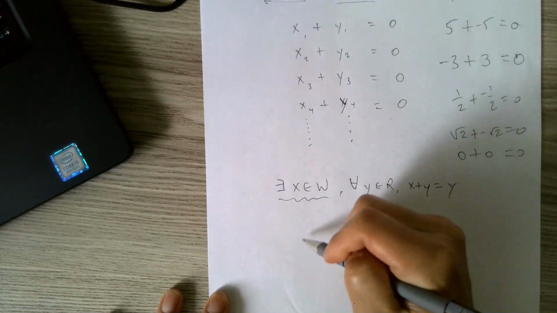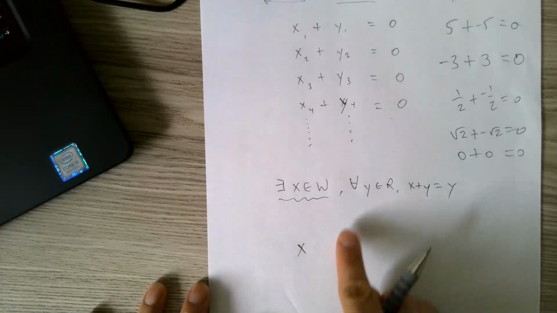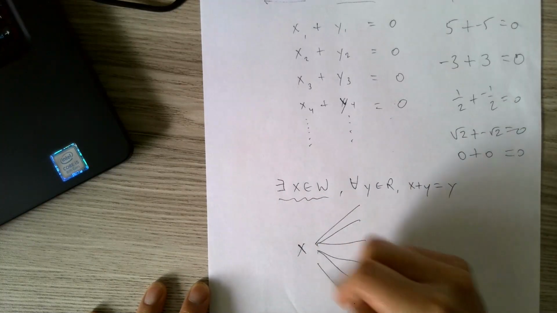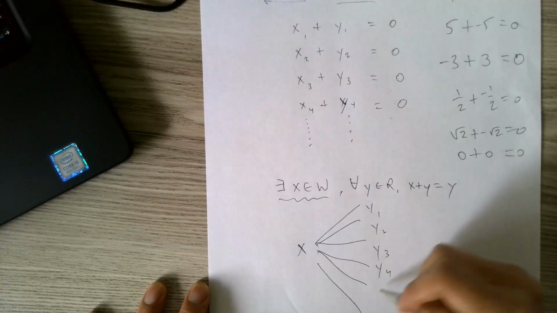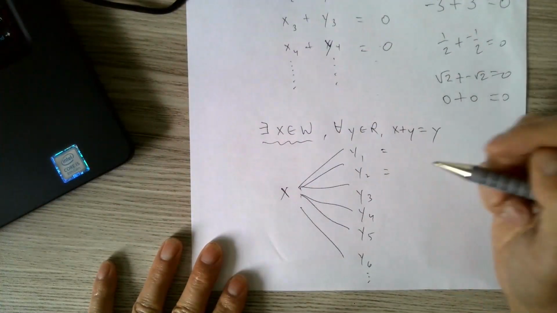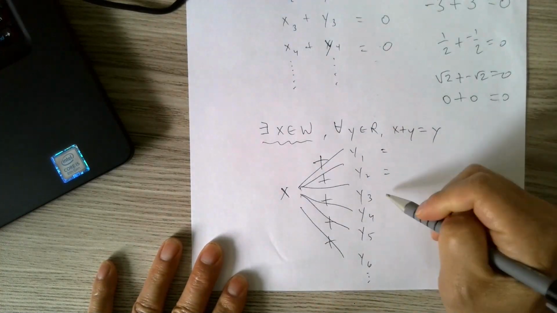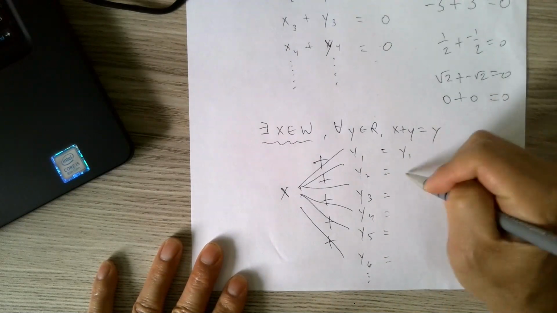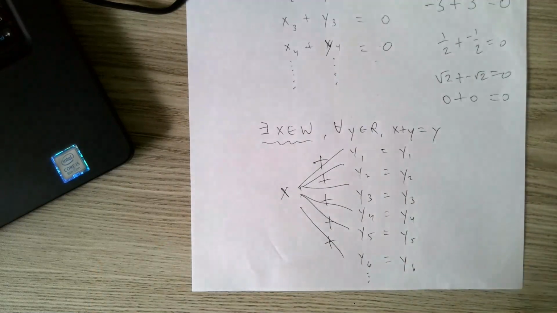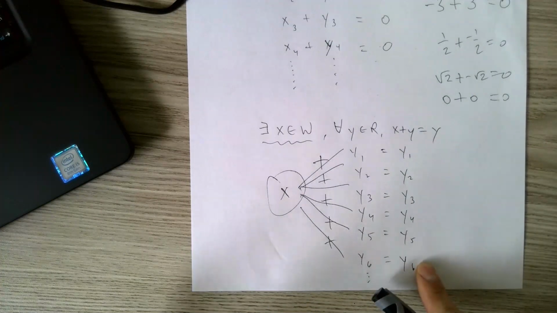That there exists a single unique x such that if I interact that x with all the y's, y1, y2, y3, y4, y5, y6, etc., and I add the x to every one of these y's, I will get that same y back. That's the claim. Is there a magic number x such that if I add it to any real number, it doesn't change the real number?